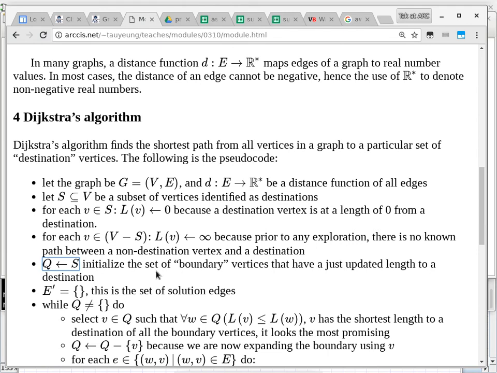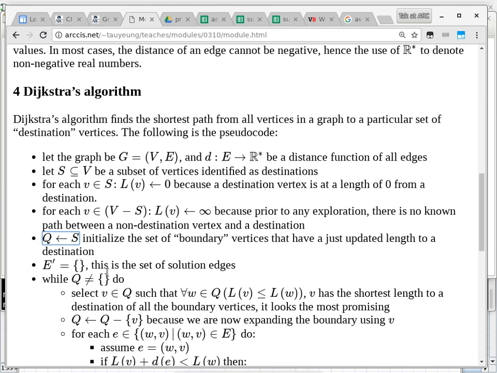Okay. And then we initialize E prime to be an empty set. So E prime is a part of the solution. Eventually E prime will consist of the edges that make up shortest paths from each vertex to a destination. But initially it is initialized to an empty set because we haven't even started with the actual algorithm. So that's why it's empty at this point. Is that okay?